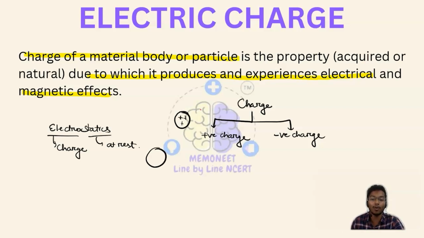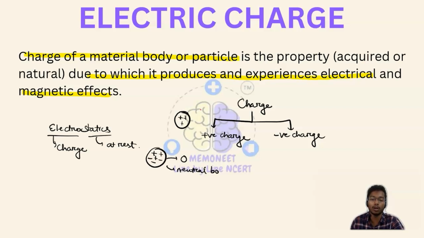How can a body be neutral? If we have, let's say, three positive charges and three negative charges in the body, the total charge here is 0, because the number of positive charges is equal to the number of negative charges. So this is a neutral body.